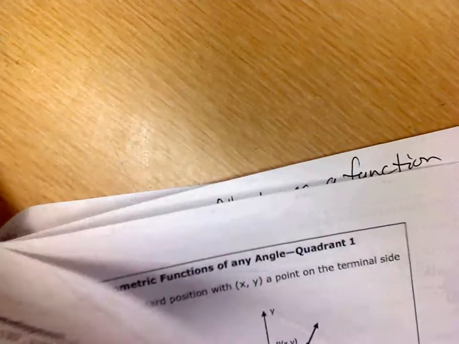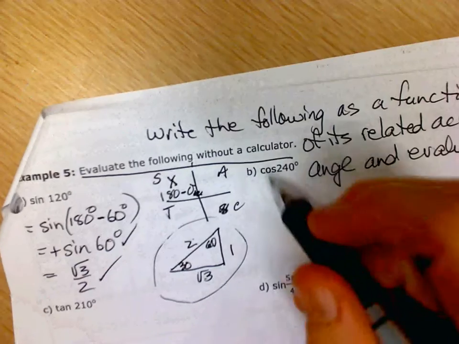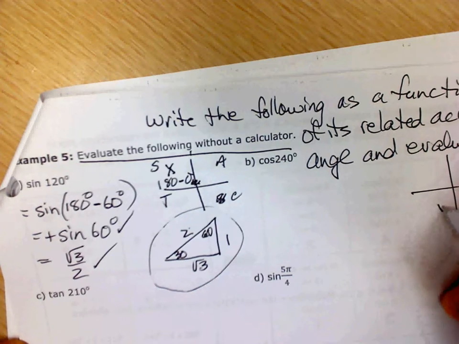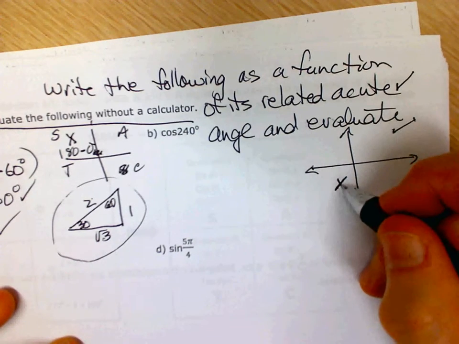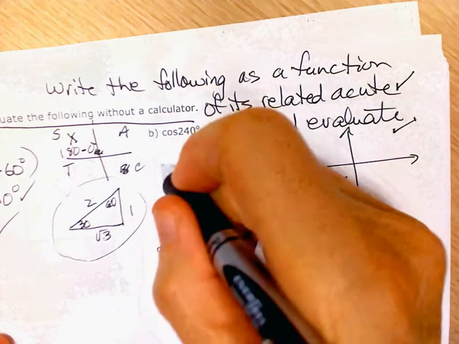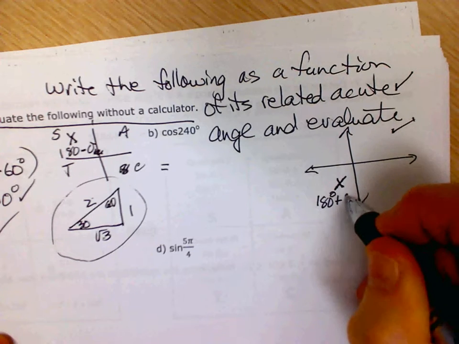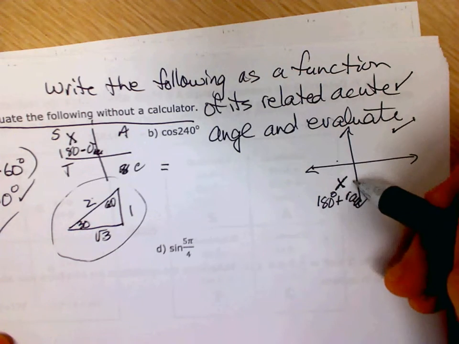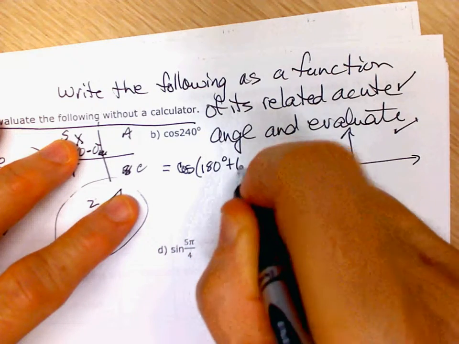Okay. This is now 240. Just draw a diagram. 180 plus a bit ends you up here. Agreed? 240 will end up in this quadrant. So this quadrant is 180 degrees plus the related acute angle, right? It's 180 plus whatever the related acute angle is. So this is going to be cos of 180 plus 60 degrees. This will be cos of 60 degrees.